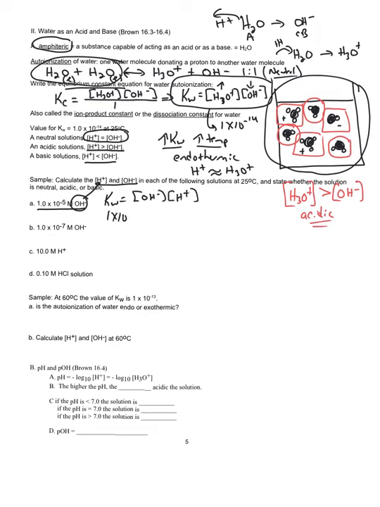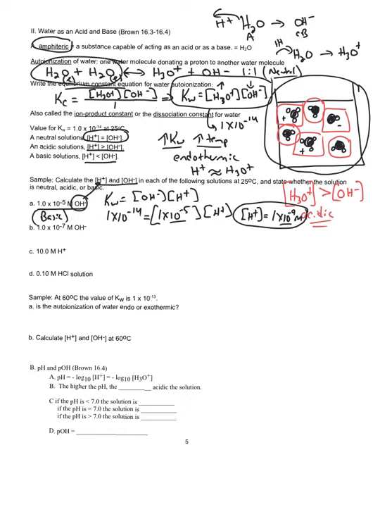So since Kw is always 1 times 10 to the negative 14th, if I know one, I know the other. So here we get the value of 1 times 10 to the negative 9th molar. 1 times 10 to the negative 5th is bigger than 1 times 10 to the negative 9th. The hydroxide ion concentration is bigger than the hydrogen ion concentration. This would be an example of a basic solution because 10 to the negative 5 is much bigger than 10 to the negative 9th. Okay?